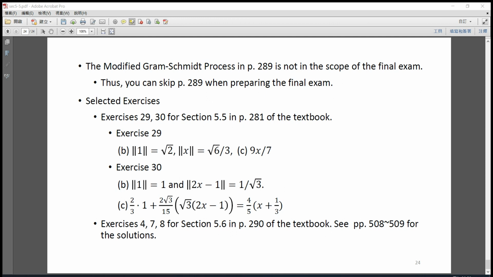Note that the modified Gram-Schmidt process on page 289 is not in the scope of the final exam. Thus, you can skip page 289 when preparing for the final exam. I have selected some exercises for sections 5.5 and 5.6. You can use these exercises to test whether you understand the course contents.